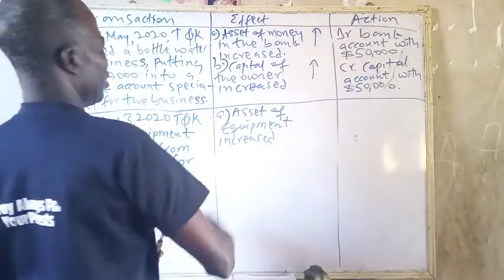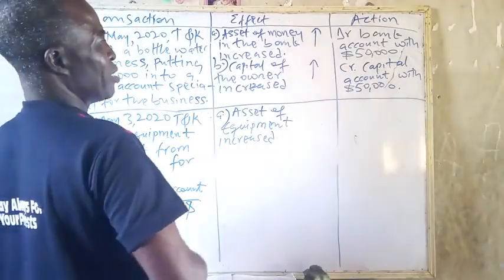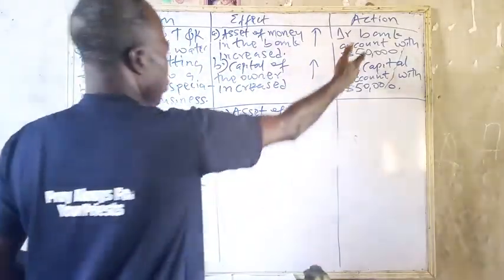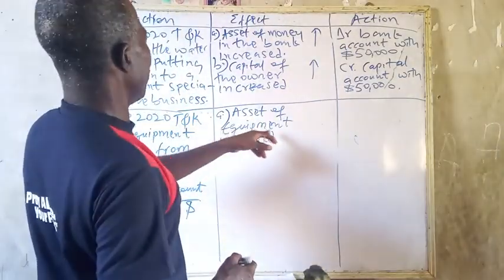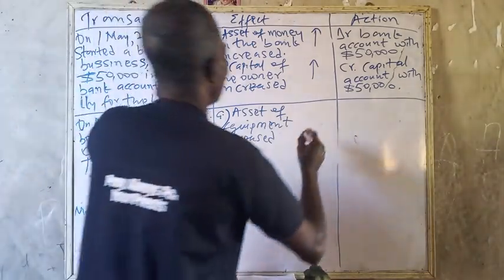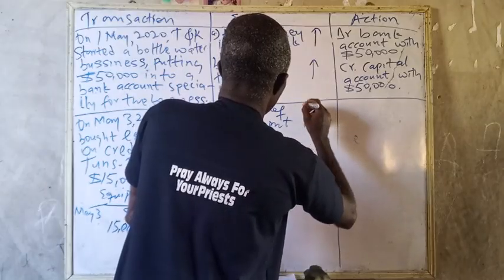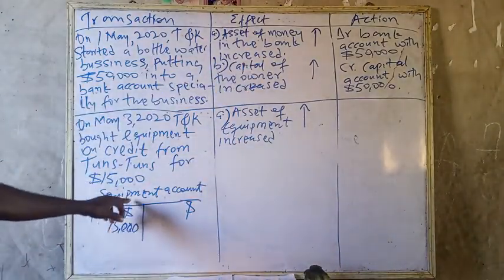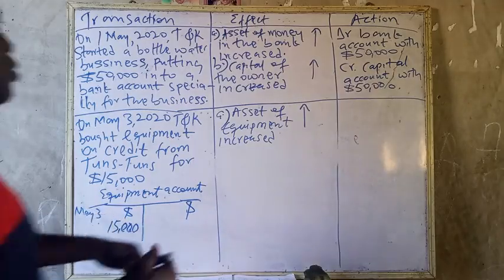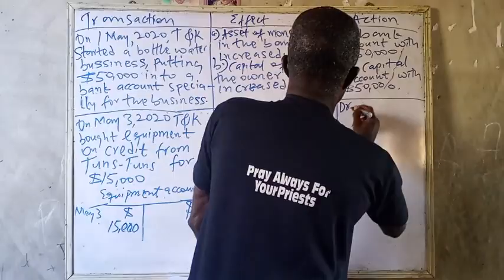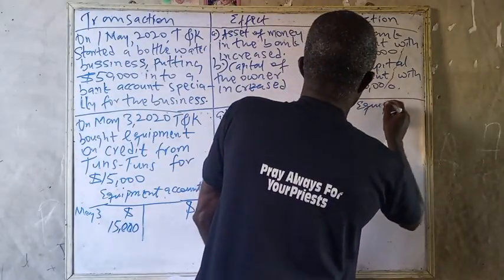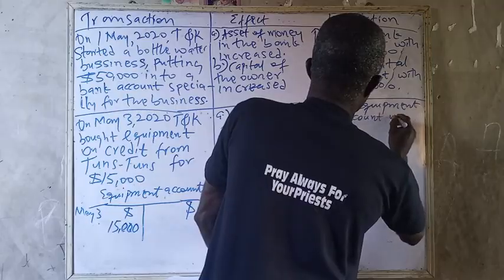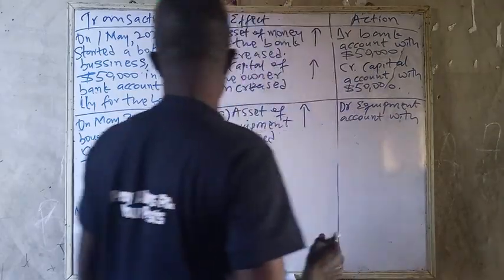For repetition's sake, let's just leave this place with the amount. Let's put the amount here. Asset of equipment increased. So when asset increases, the arrow is there, increase. And when asset increases, what is the action to take? You debit equipment account. The action here is a debit equipment account. What is the amount? $15,000.